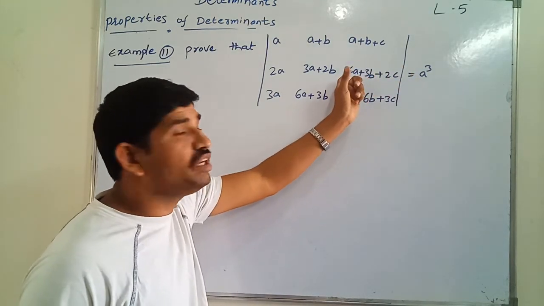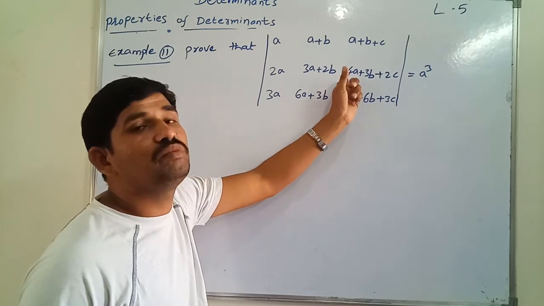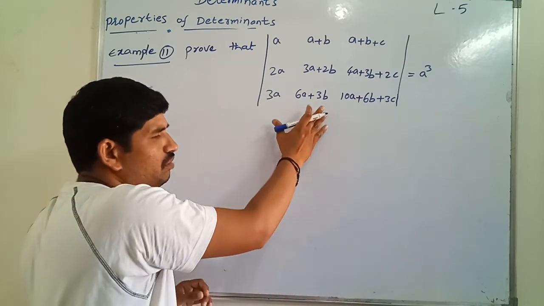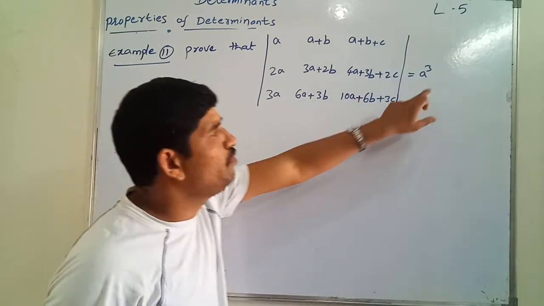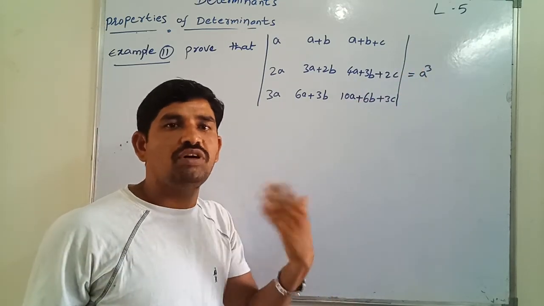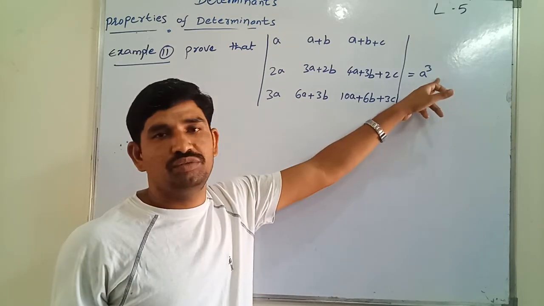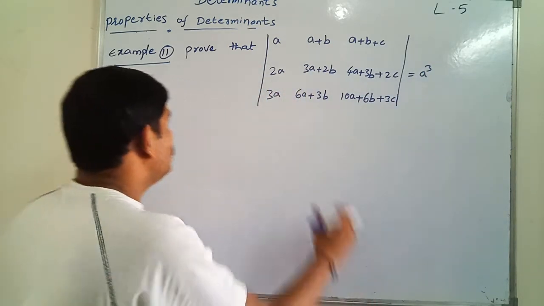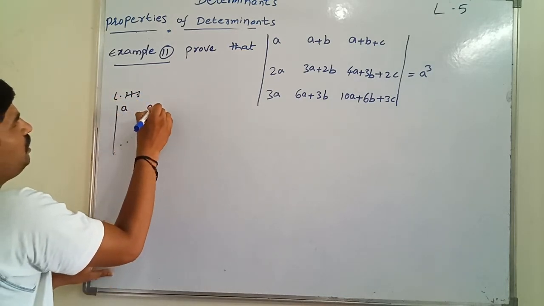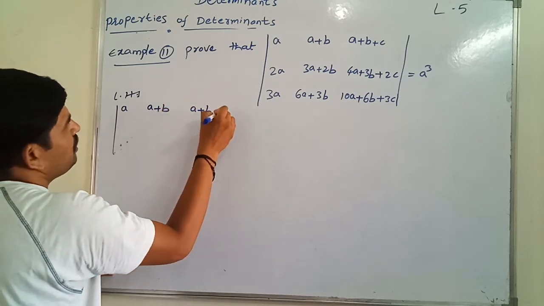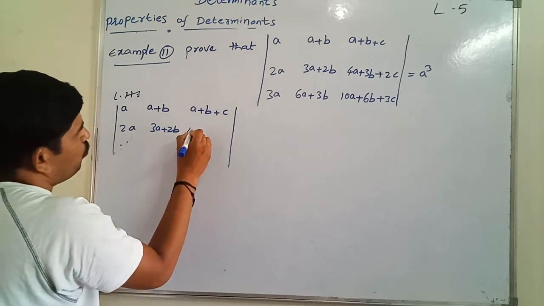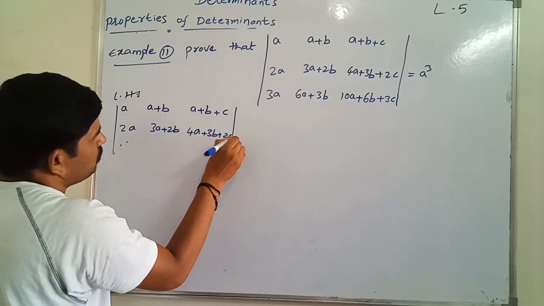Okay, actually this is property number 6, an example related to property number 6. Suppose we use plus minus plus and expand the determinant, you will get A cube. Or by the other method, using row operations or column operations, you will also get A cube. That is property number 6. Okay, see, we are taking the LHS: A plus B and A plus B plus C; 2A, 3A plus 2B; 4A, 3B plus 2C.